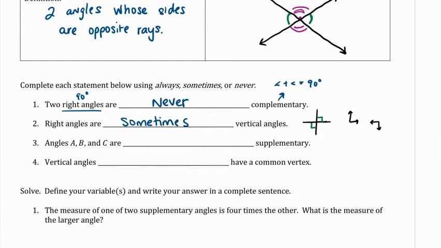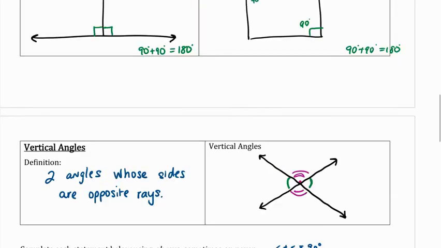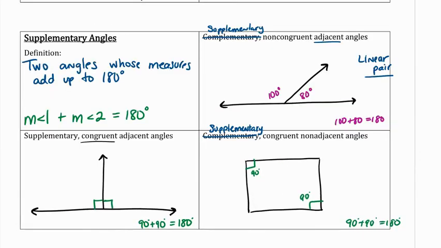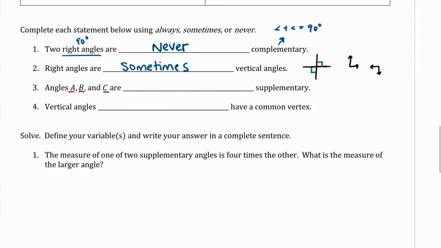Next one, angles A, B, and C are supplementary. Well, you can have three angles that add up to 180 degrees. That happens. However, if I look back at my definition here for supplementary angles, there's a key word, two. Two angles whose measures add up to 180. That's important. So if I'm talking about angles A, B, and C, they are not supplementary, and they never will be, because there are three angles here, right?